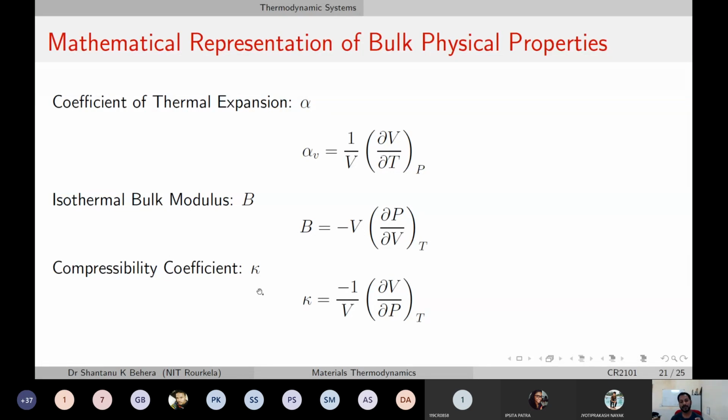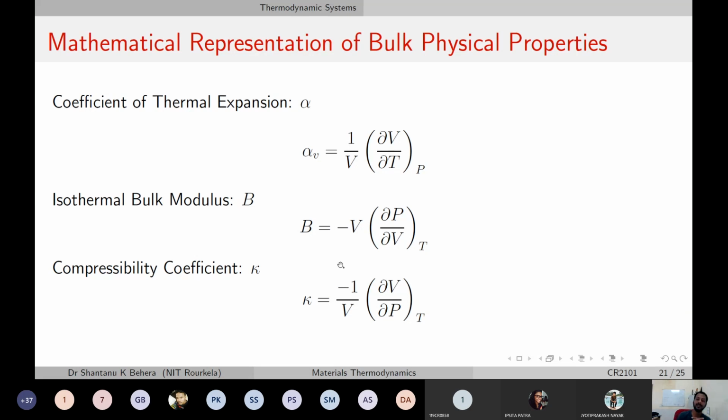And just for different ways of representing things, the compressibility factor or compressibility coefficient, if you take the reciprocal of that, becomes the isothermal bulk modulus, written as B or some kind of a Latin B. That's what's written to represent the bulk modulus, and that is simply the reciprocal of the compressibility coefficient, which is minus V multiplied by del P by del V at constant temperature. These two are isothermal thermodynamic properties, whereas this one is an isobaric situation.